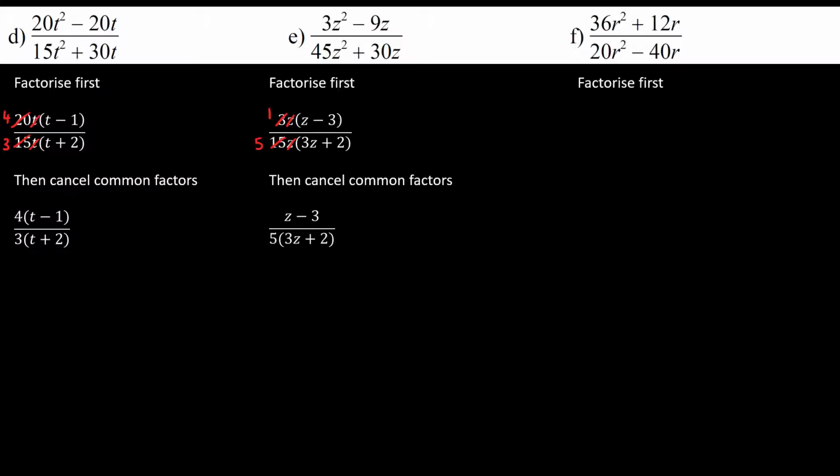And last one, we can take out a 12r, and we're left with 3r plus 1, and a 20r on the bottom, left with r minus 2. The r's are going to cancel, and we are going to divide the 12 and the 20 by 4, which gives us 3 over 5.